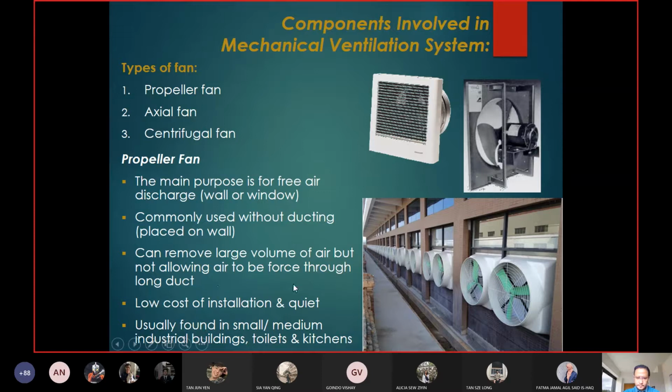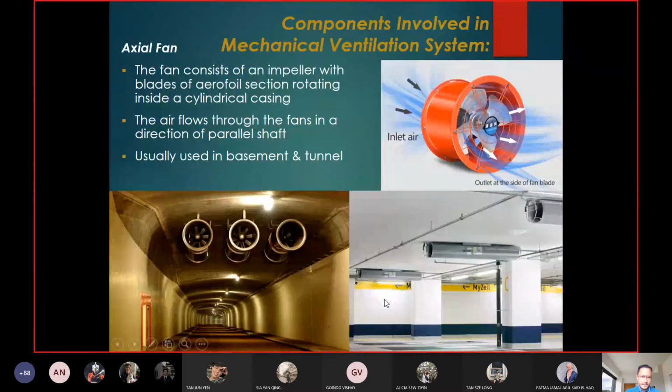Already mentioned earlier. Okay, the second one is axial fan. As you can see, axial fan consists of an impeller. We call it an impeller, whereas for a normal fan we call it a fan blade. It is an impeller of aerofoil section rotating inside a cylindrical casing. This is another main difference of axial fan compared to propeller fan. Axial fan comes with this kind of cylinder.